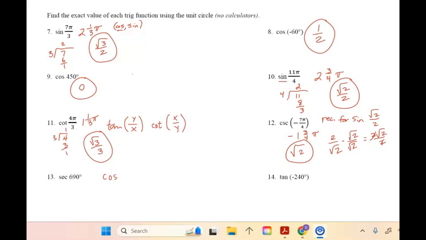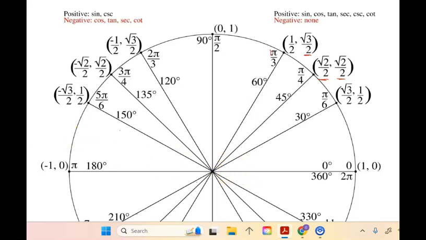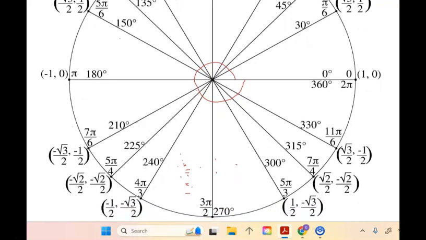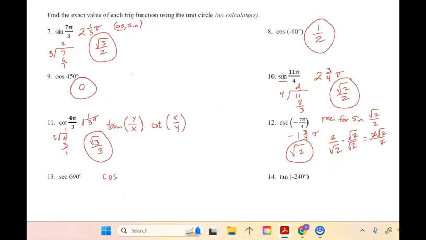All right, so let's do 690 degrees. Okay, so 690 degrees, that's 360 degrees. I went ahead and did the 360, that's a circle. And then I need another 330. So basically I'm going to land right here. If I did this, I would land right there. And again, I'm looking for secant. So I look at the x coordinate there, and then I flip it over.